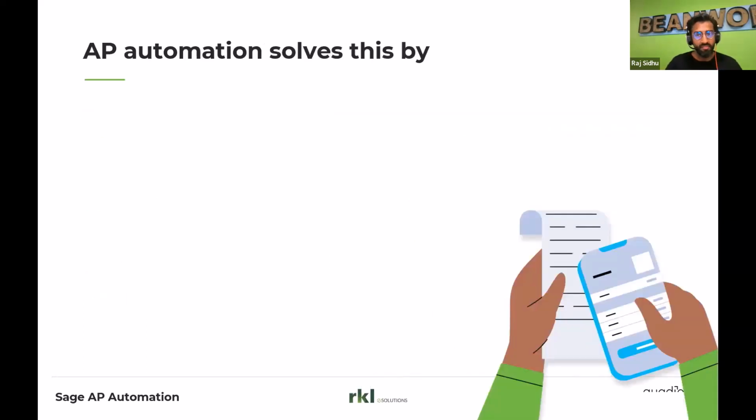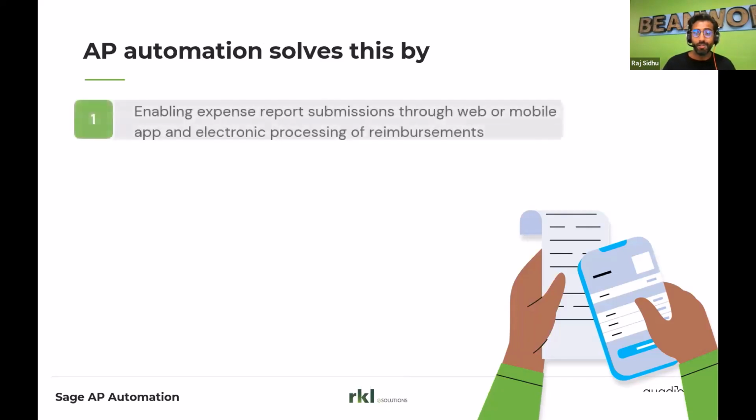So where does an AP provider help with this? Automated expense management gives your business the tools to dynamically engage with employees. It accelerates expense management and reimbursement in the following ways. So one, it allows employees to submit expense reports through web or mobile apps for reimbursements. Once approved by the manager, the AP team can reimburse them electronically.